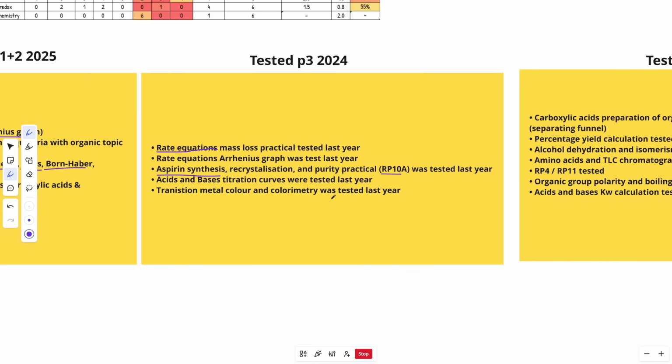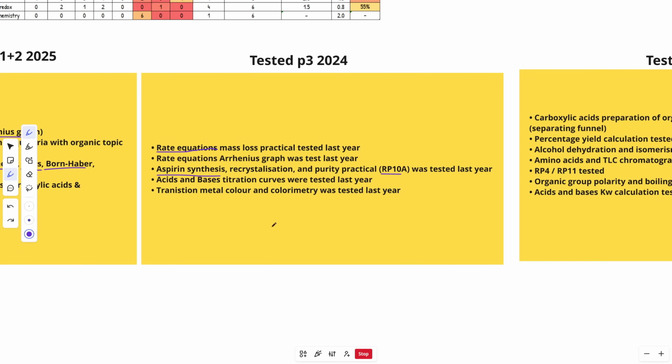Transition metal colors and colorimetry was tested last year as well. So if transition metals does come up this year, I'm not expecting it to be regarding colorimetry, but considering required practical 10A was tested last year and this year, like I said, who knows? But I'd be going deeper into the other sides of transition metals if possible. So some of the catalysis stuff. So I'm thinking heterogeneous and autocatalysis this year because they tested on homogeneous catalysis in paper 1 last year.